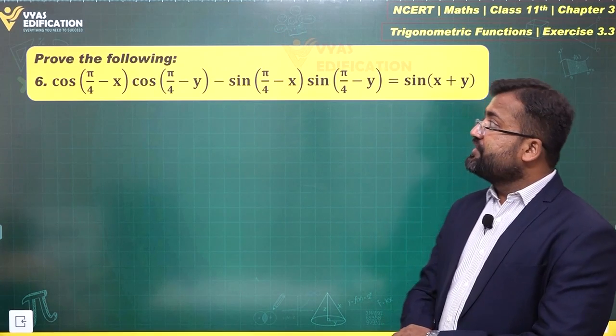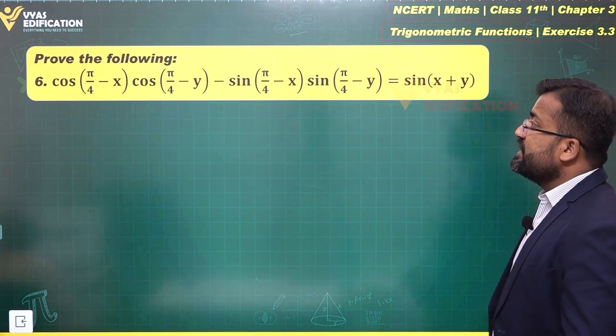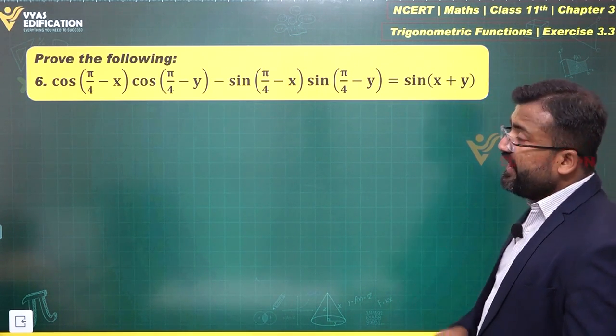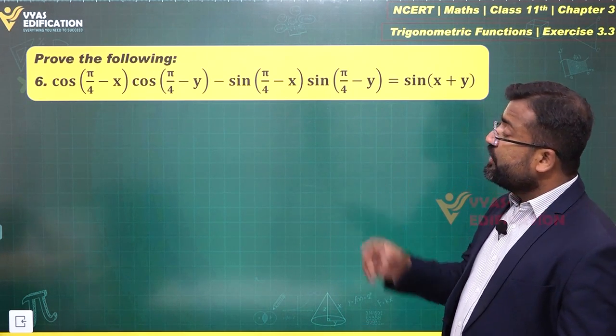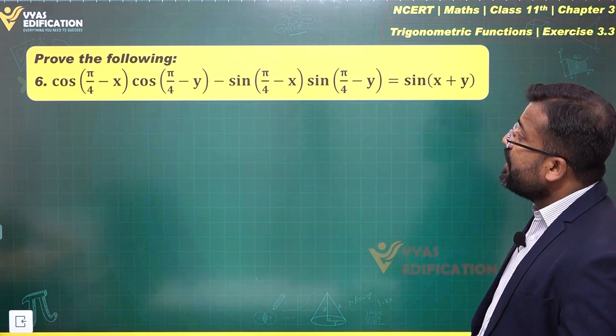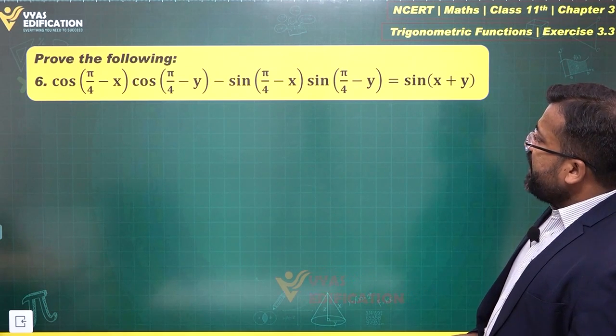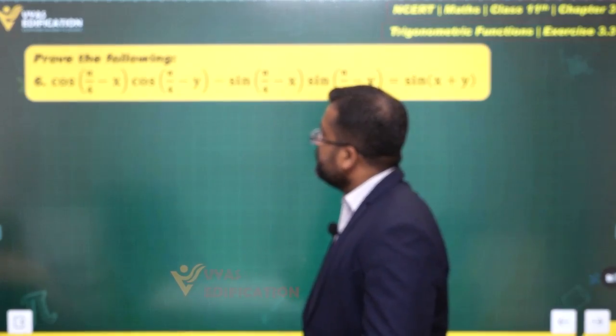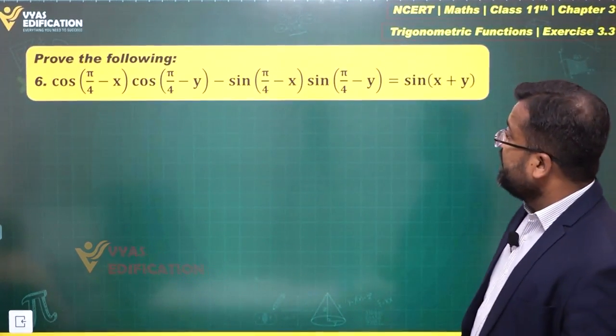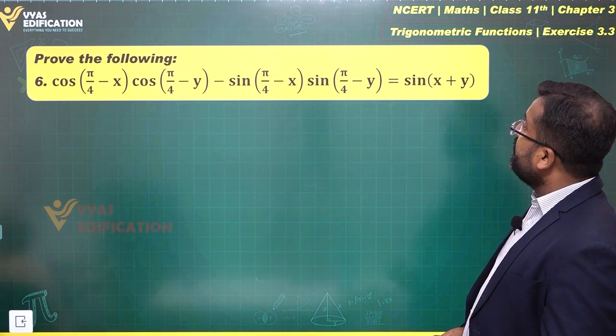Let's solve this question next. Prove the following. What does this question say? This is part 6 of exercise 3.3. Exercise 3.3, question number 6. What does this question say? In the LHS, we have a big expression, cos of pi by 4 minus x, cos of pi by 4 minus y, minus sine of pi by 4 minus x, sine of pi by 4 minus y.